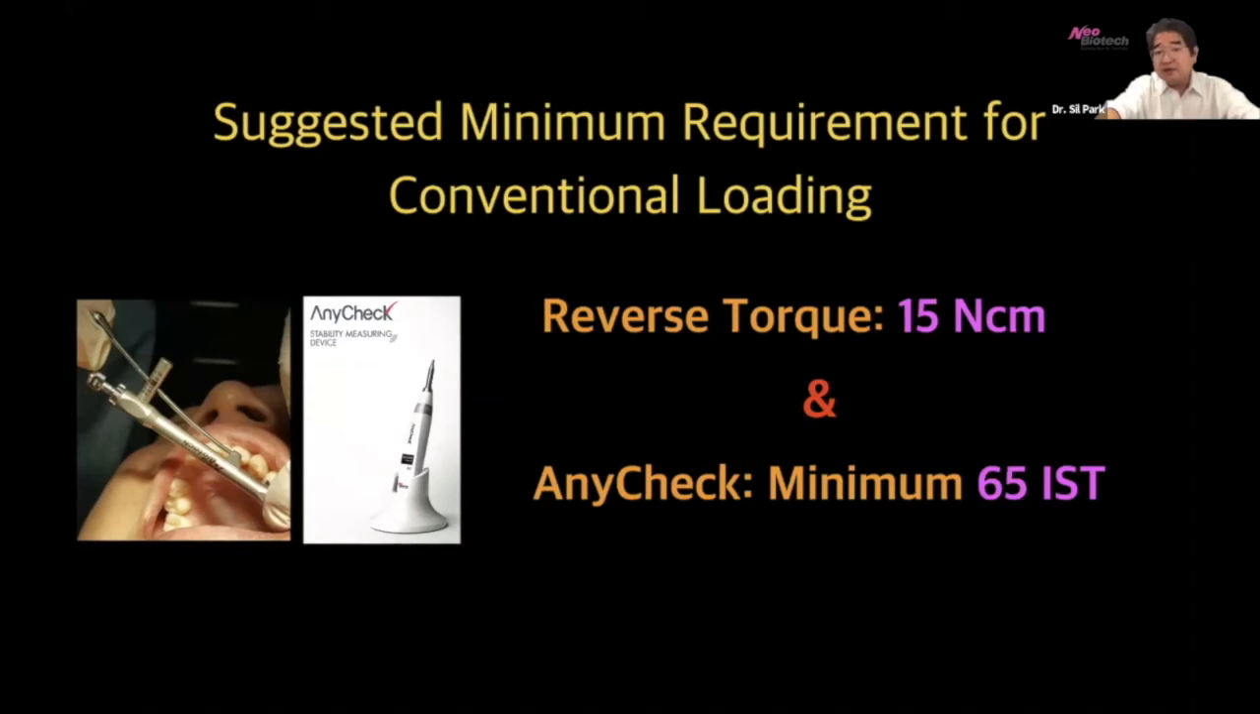In that case, we cannot measure the insertion torque because the implant is already placed. But I strongly recommend you use the reverse torque. That is 15 Newton centimeters. Remove the healing cap or healing abutment, put the driver on it, and then apply the reverse torque. That is only 15 Newton centimeters. Do not apply more than that. If you apply 15 Newton centimeters of reverse torque and you don't see any movement of your fixture, then your bottom line is done.